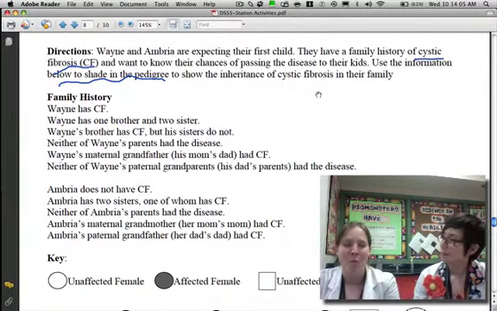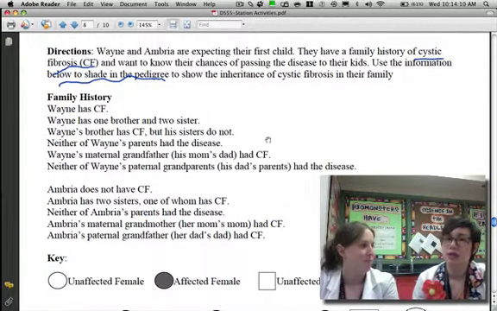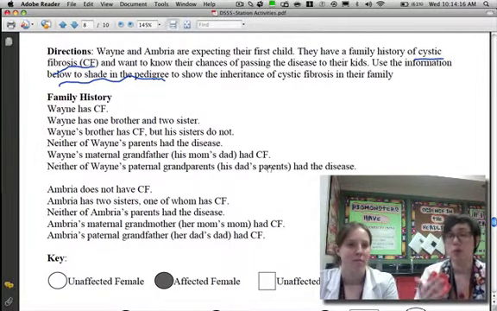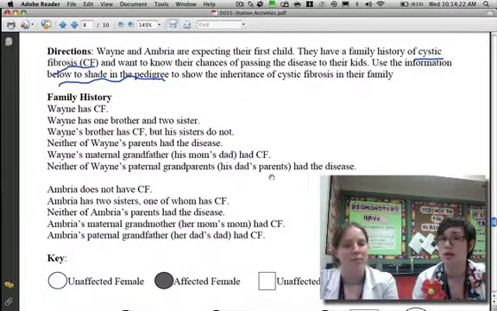Miss Cook, why are we bothering to do this? What's the point of pedigrees? Well, pedigrees are really interesting because they allow you to look at multiple individuals over multiple generations to see whether or not something is moving from one generation to the next. Also, if you understand the tricks of the pedigree, you can figure out whether something is dominant or recessive.